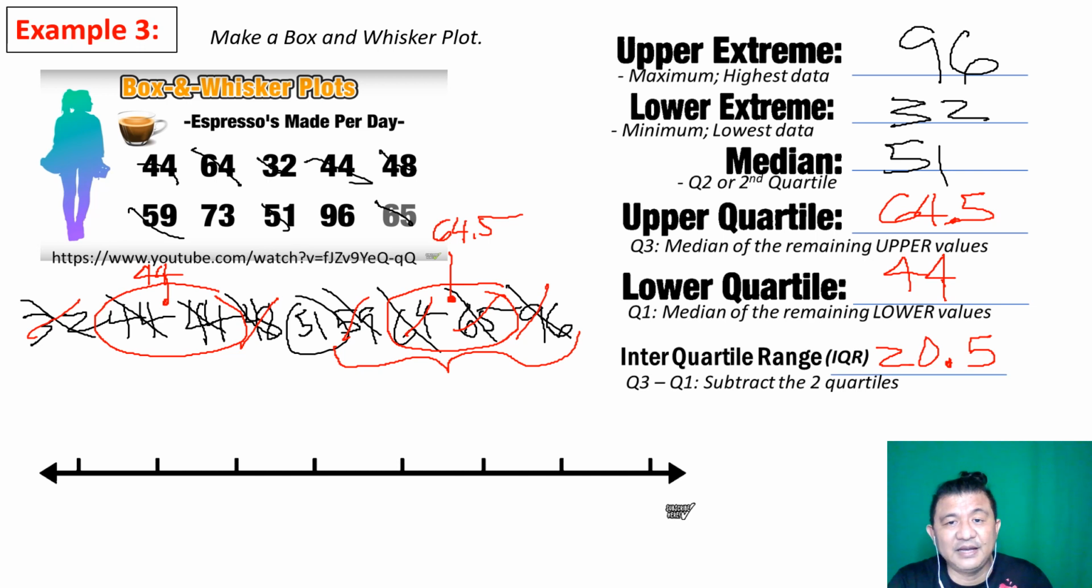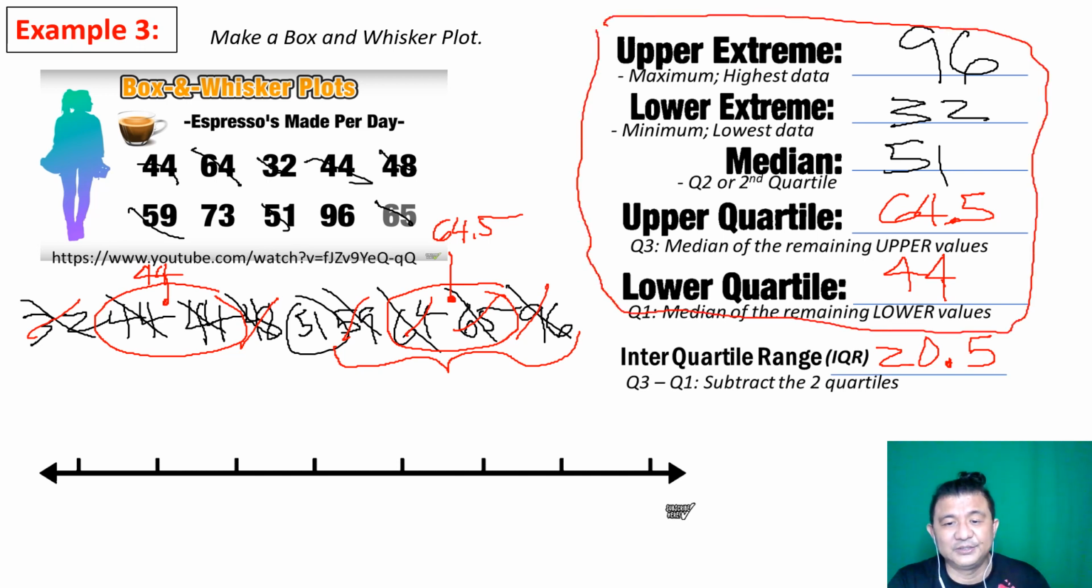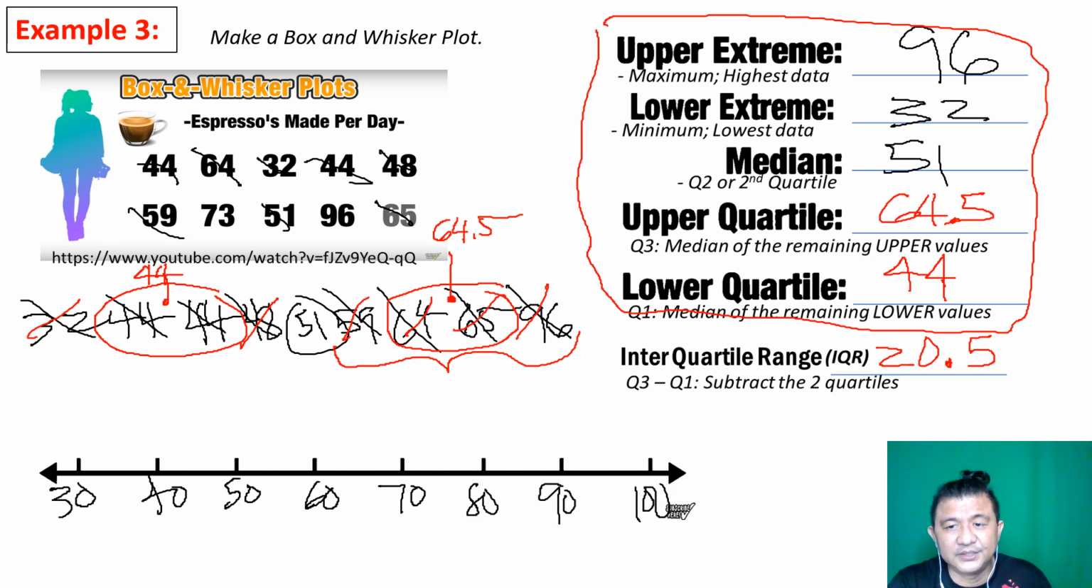All right, so now I know these five values. I can plot these five values. Did you do it? Okay, let's check. I don't have numbers here, but my numbers start from 30 to 100. So let's start from 30, 40, 50, 60, 70. You make the scale, right? It's not always there. 80, 90, and 100. Okay. The highest is 96. Put a dot. The lowest is 32. Put a dot. The median is 51. Put a dot. The upper quartile is 64.5. Put a dot. The lower quartile is 44, somewhere here. Put a dot. Again, the middle one will be the box. Okay, there's a line inside the box.